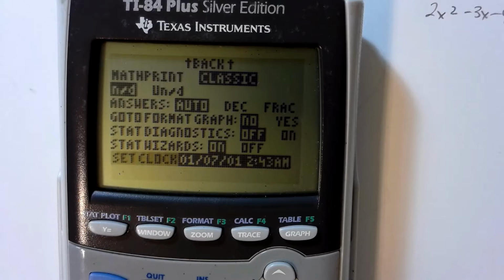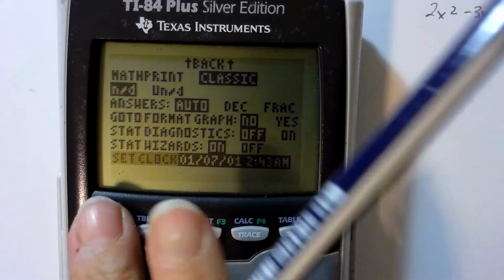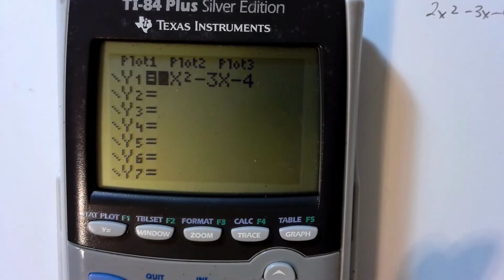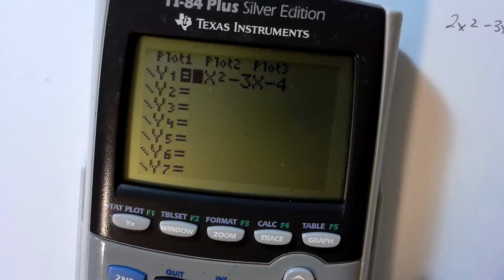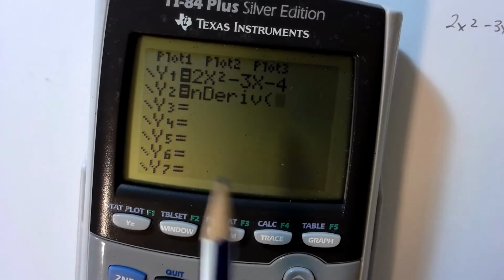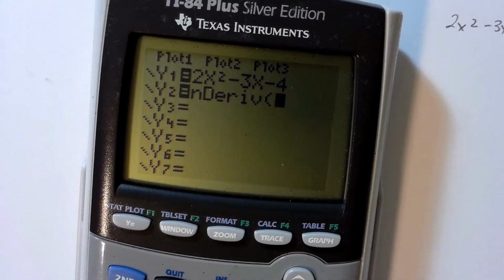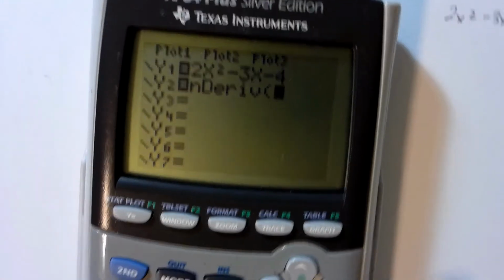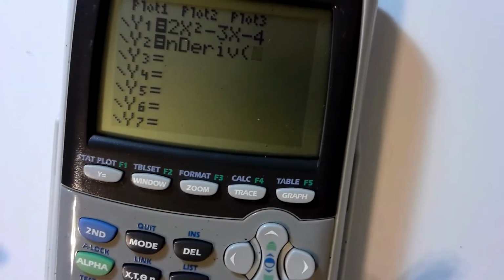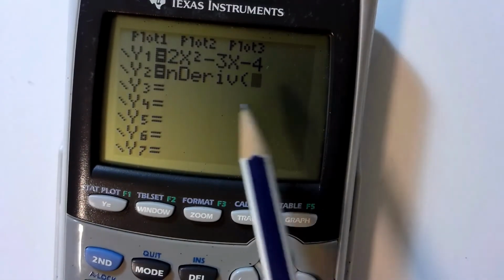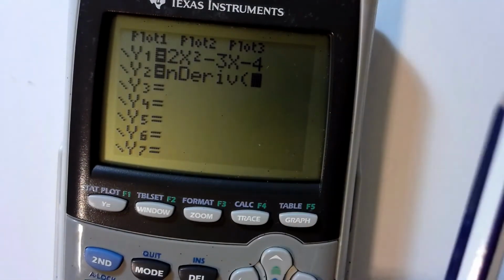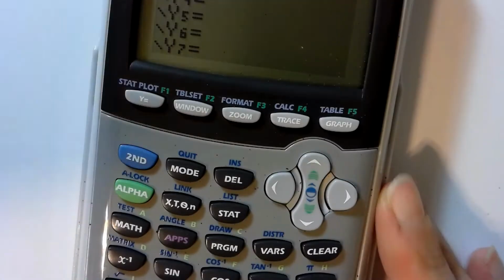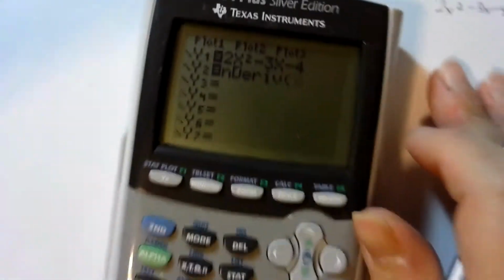So anyhow, we're in classic mode and we put a function into y1. Now, when you go to y2 and press math 8 and nderiv, you see it stays like that. You don't have the little boxes where you put the x's and the numbers. Piece of cake. I want the derivative of the function in y1, so I can press, move this up a little bit.